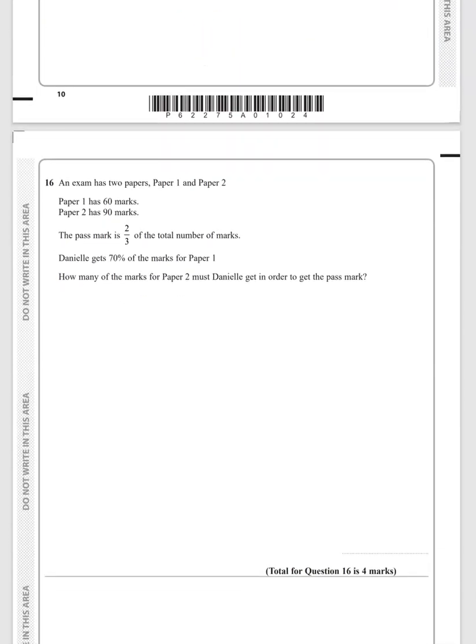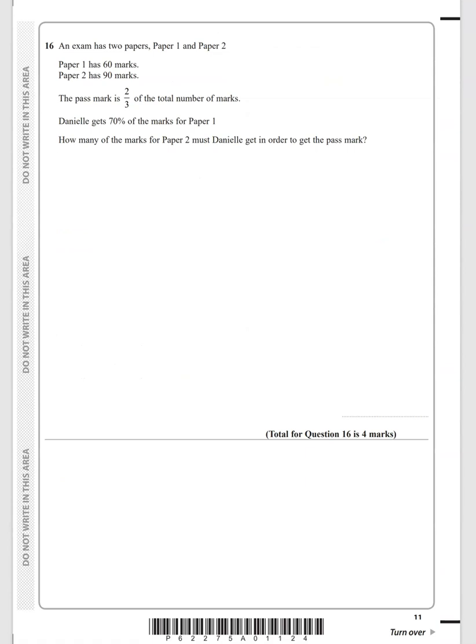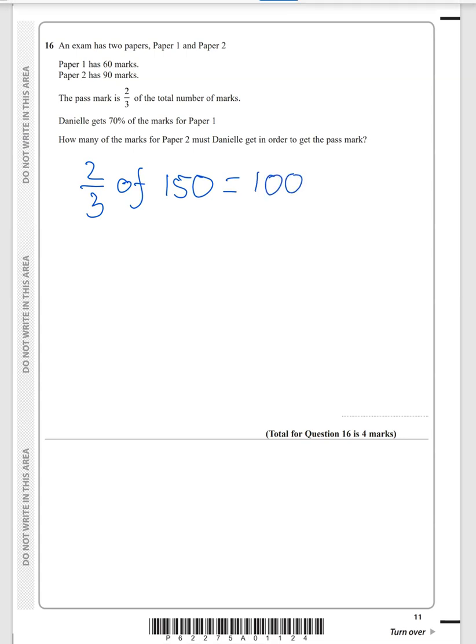Okay. All right, number 16. Exam has 2 papers. Okay, paper 1, paper 2. The pass mark is 2/3 of the total number of marks. Danielle gets 70% of the marks on paper 1. How many marks does she need on paper 2 in order to pass? Total number, 150. Right, okay. So let's start with 2/3 of 150, because that will be the pass mark. Well, that's 150 divided by 3 times by 2. So 100 is the pass mark.